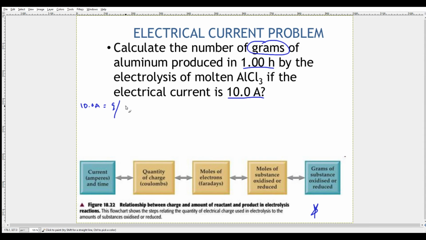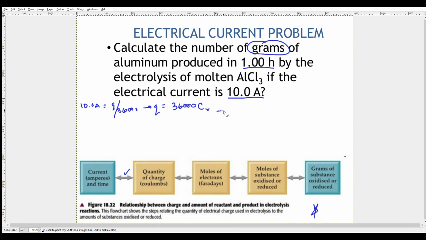Well, I don't want hours, I want seconds. So you convert that: 3,600 seconds, and you'll end up with a Q of 36,000, right? Times 10. What is Q measured in? Coulombs. Okay, so we've gone from here to here. Check. Now we need to go from quantity of charge in coulombs to moles of electrons using Faraday's constant.